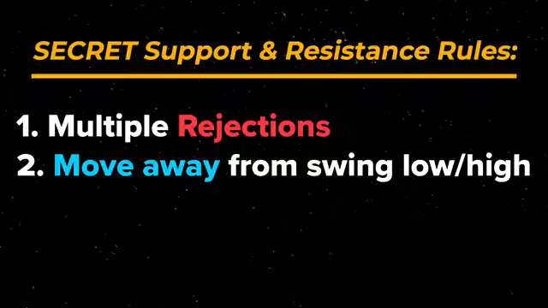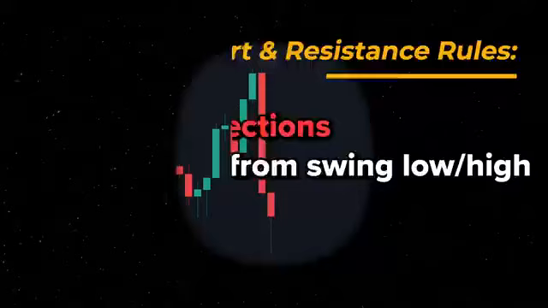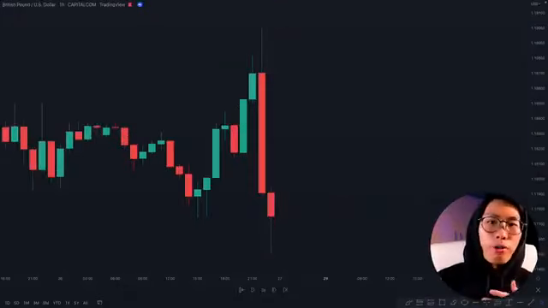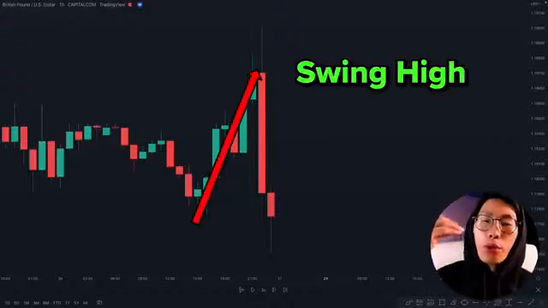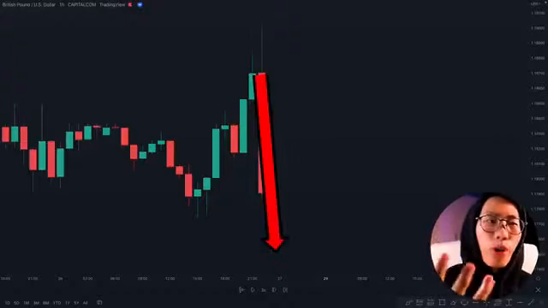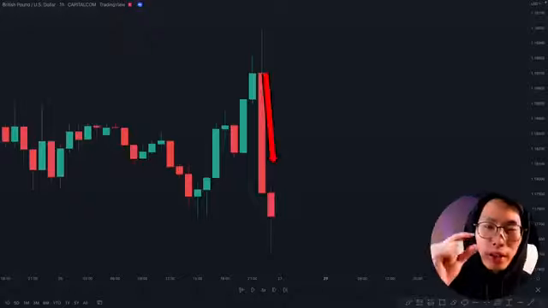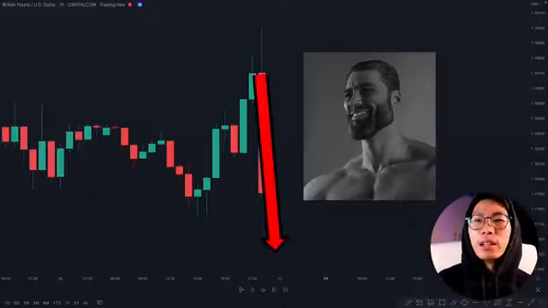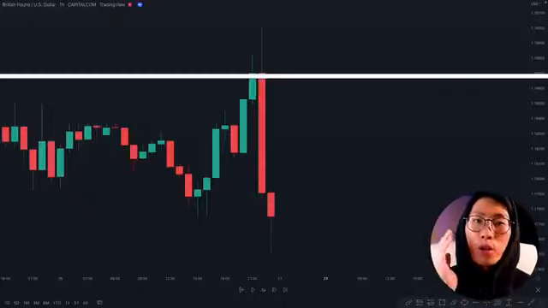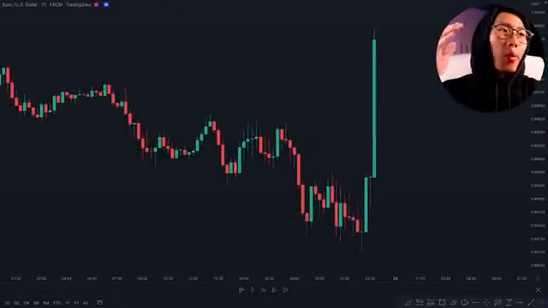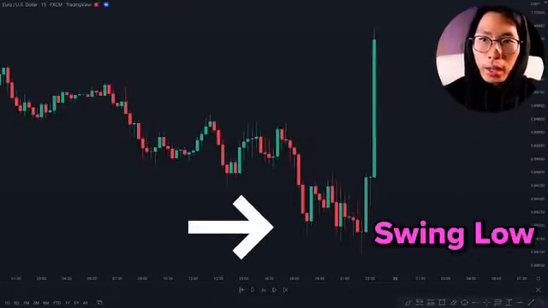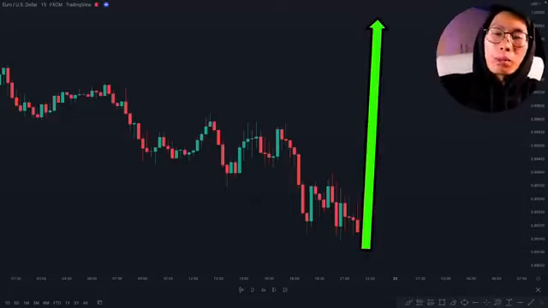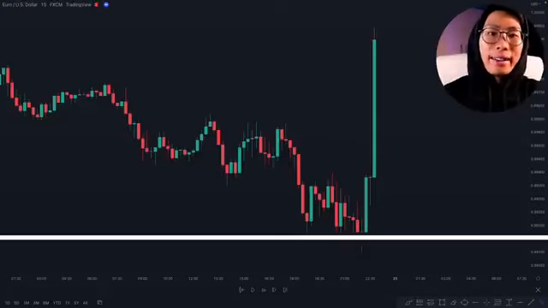Price needs to move away from the swing low or swing high. In this example, you can see that price has not formed multiple rejections yet, but it has formed a swing high and moved away from it. And when it reverses and heads back down, it doesn't just move a tiny bit, it moves significantly. So what you can do is draw a resistance level right here. Here's another example. You can see that price has been going down, it has just been a downtrend, and then it went down to this area right here, and then reversed and shot back up significantly. So in this case you can draw a support level at this swing low.